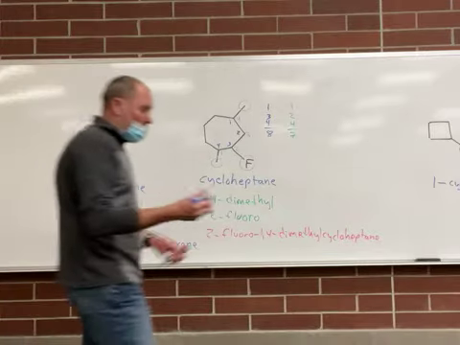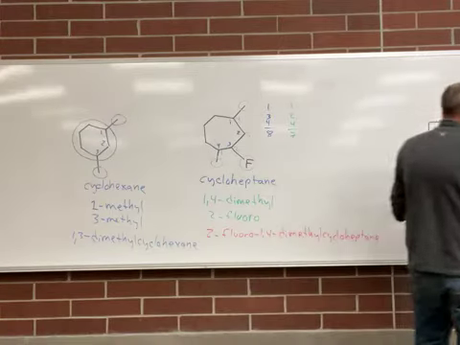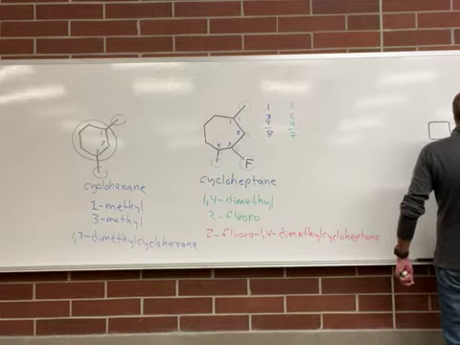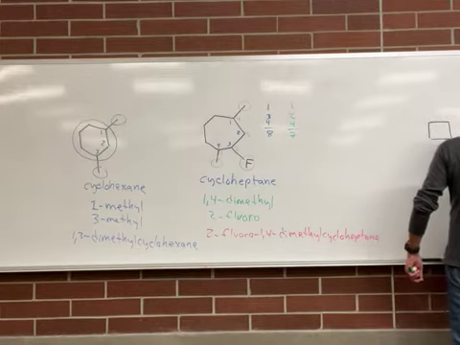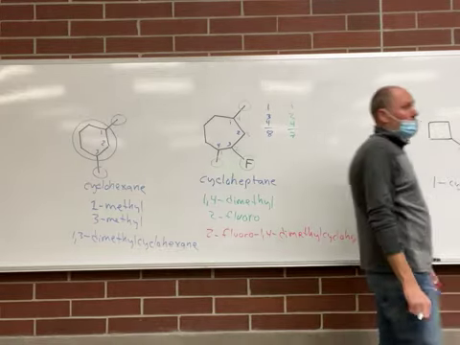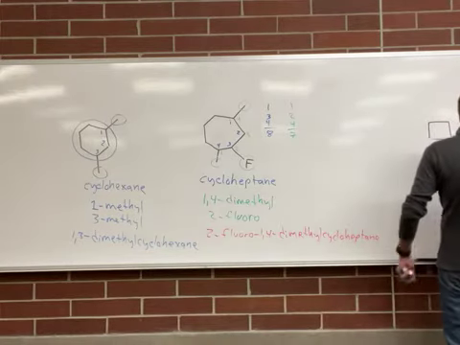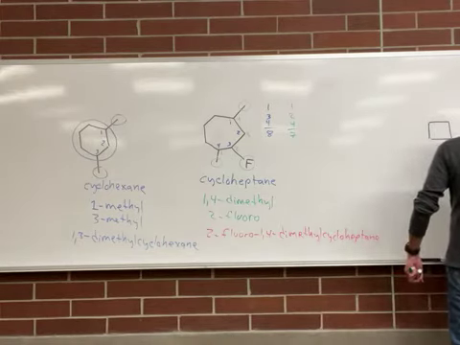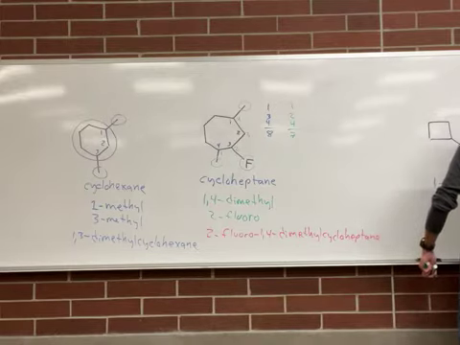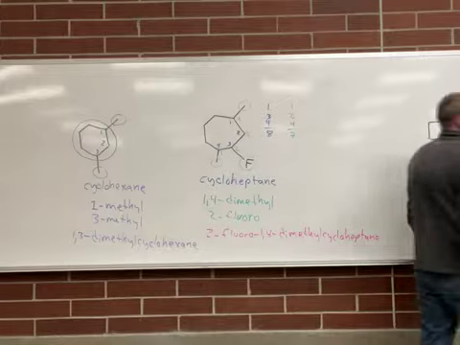Okay, if you're tied, tie goes to the ring. So that's going to be propyl, cyclopropane. Does that make sense?